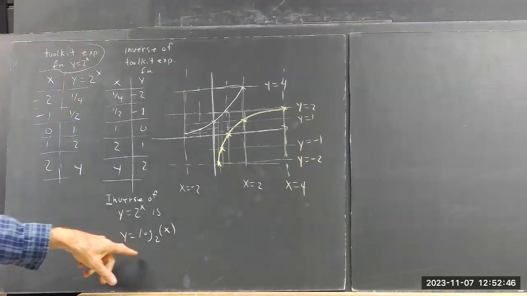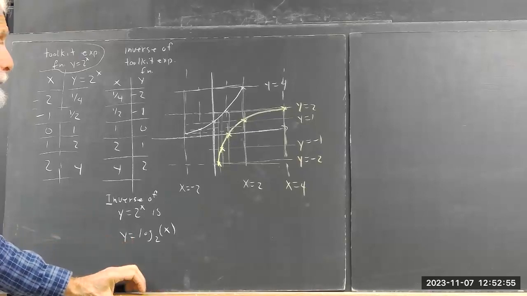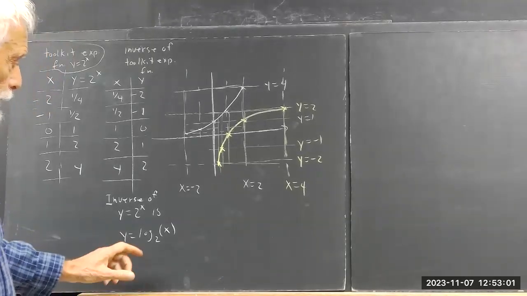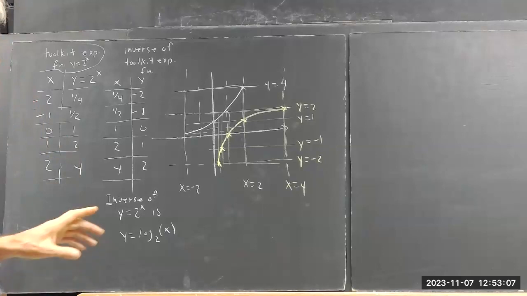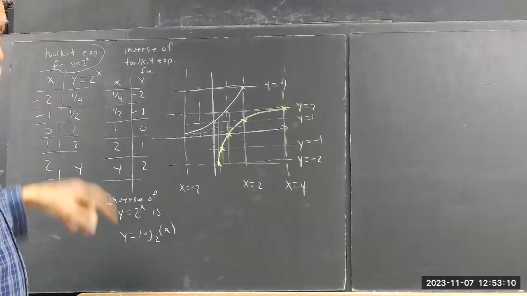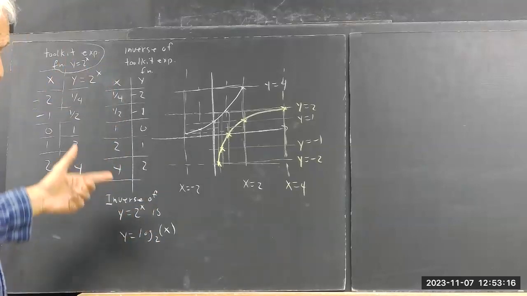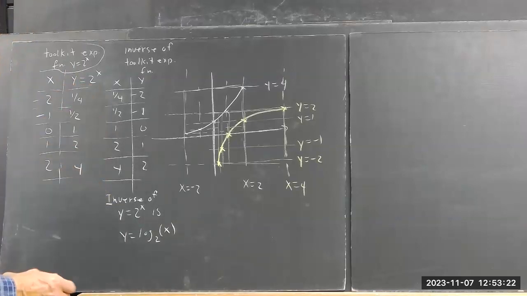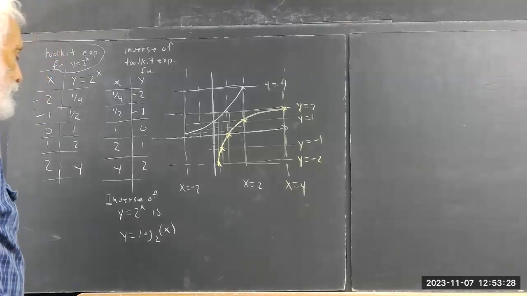The inverse of y equals 2 to the x is y equals log base 2 of x. And the logarithmic functions, in the first place, you can calculate the values of logarithmic functions on your calculator. You don't need to calculate the values for x equals 1/4, 1/2, 1, 2, 4. For any power of 2, the value is actually just the exponent that you need for 2 to the x to equal one of these things. Okay. Log base 2 of x.